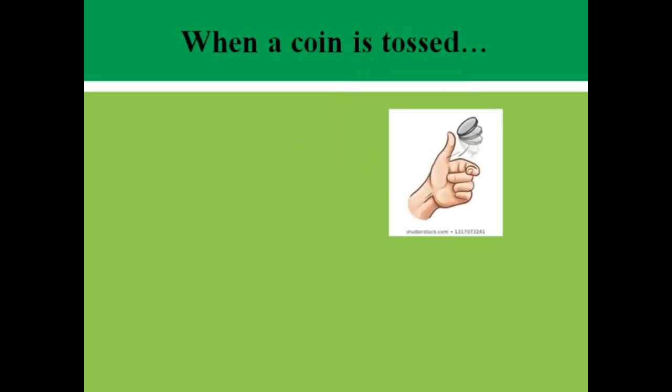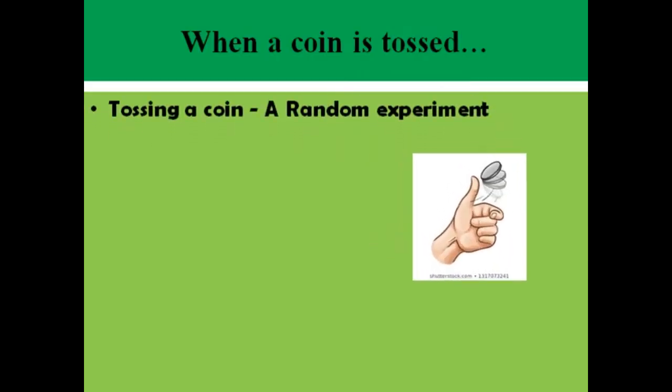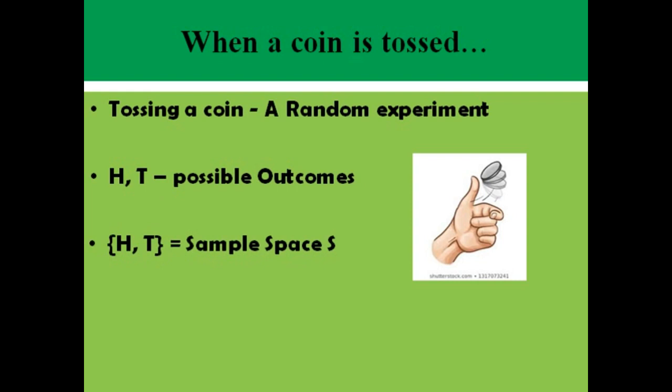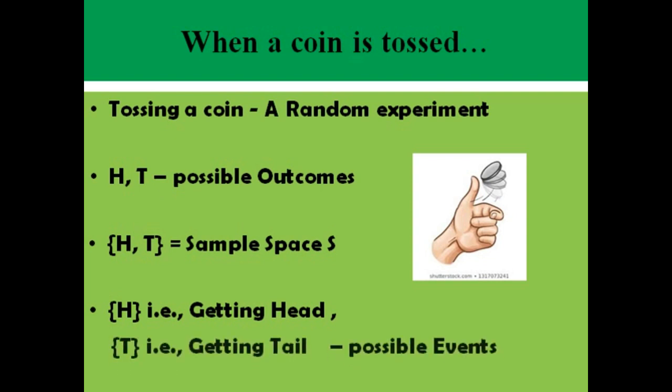When a coin is tossed, tossing a coin is a random experiment. Head and tail are the possible outcomes. The set containing head and tail is the sample space. Singleton H, that is getting head, and singleton T, that is getting tail, are possible events.